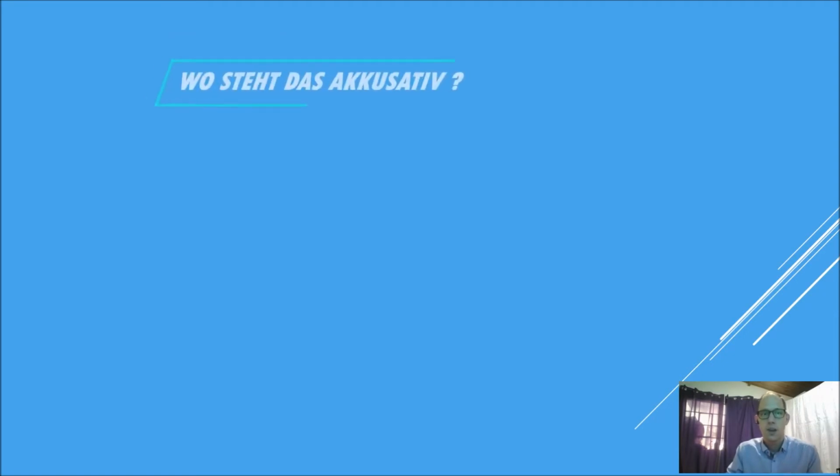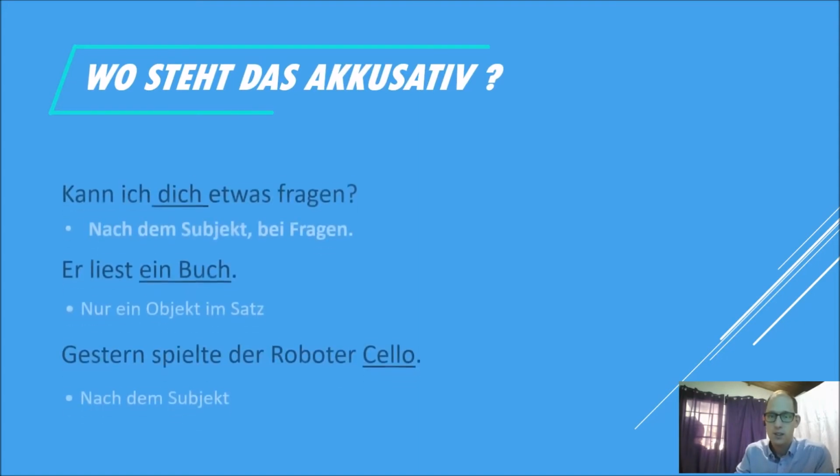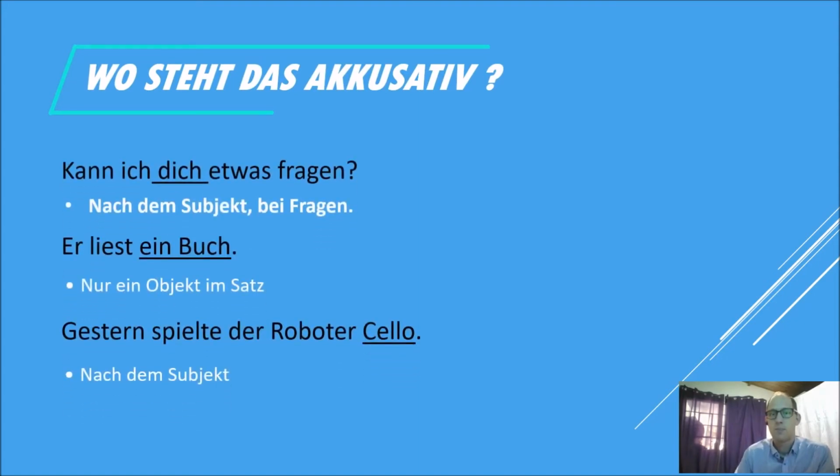So now, another example. What we said was the place of the accusative in a sentence, and like we said before, it's relative. It's not like this every time, but in the most common sentences, yes. So let's see. Kann ich dich etwas fragen? So when we have a question, we normally start with the verb, then comes the subject, and after the subject we have the accusative in the third position in a question.